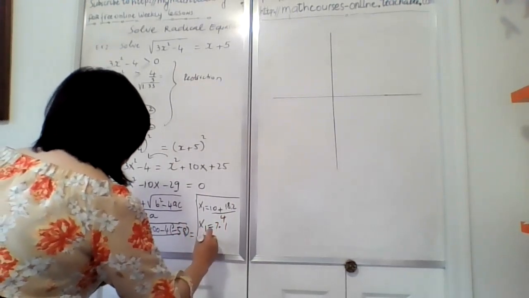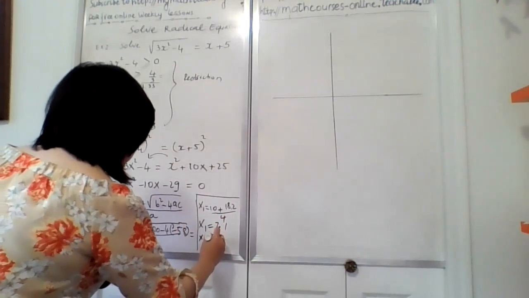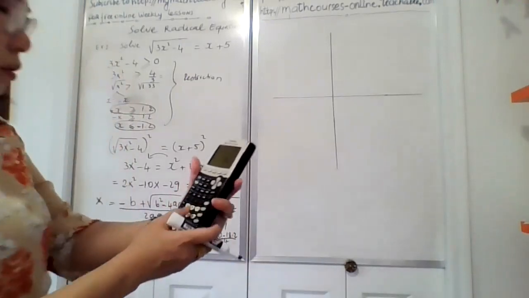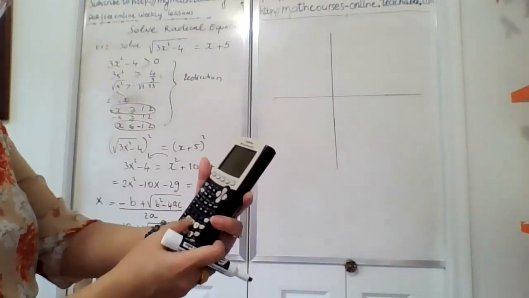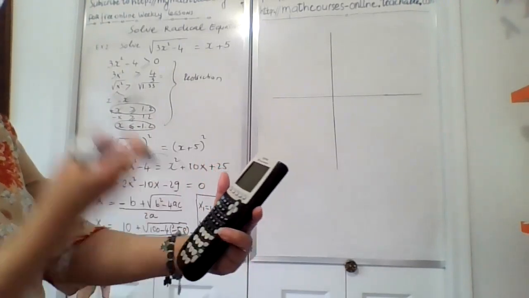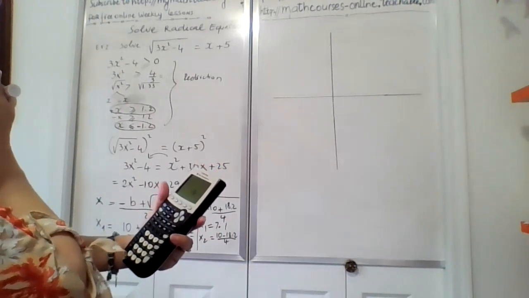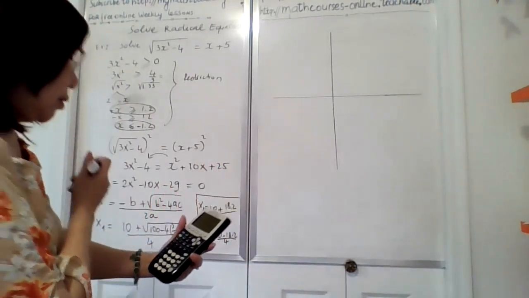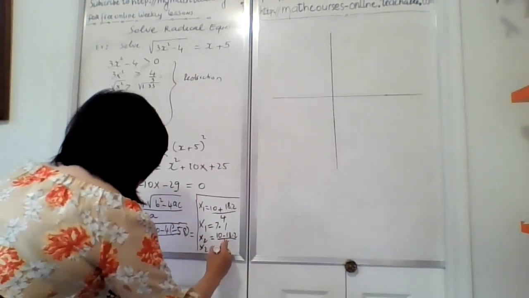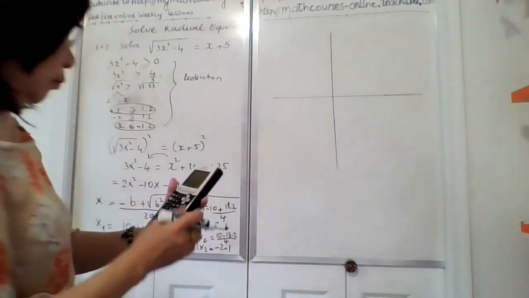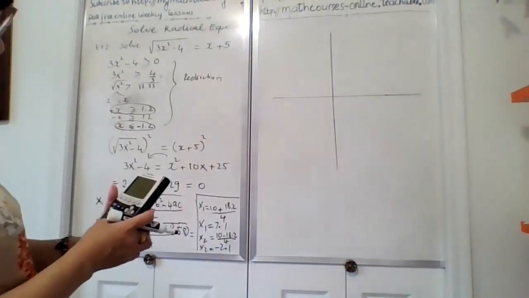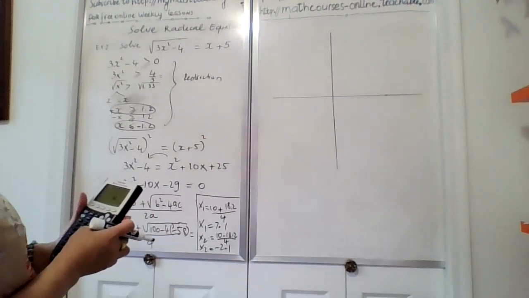So x1 will be equal to 7.1. Now, our x2 will be equal to 10 minus 18.2 divided by 4. So 10 minus 18.2 divided by 4 will be equal to minus 2.1. So x2 will be equal to minus 2.1. So that's the answer on my graphing calculator, right?